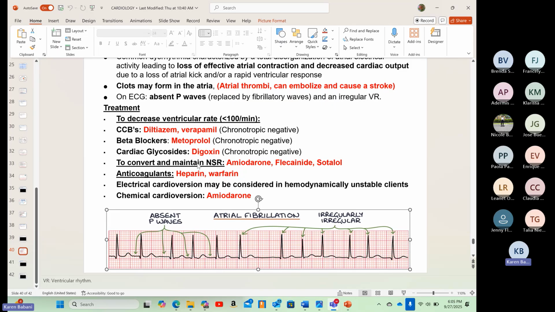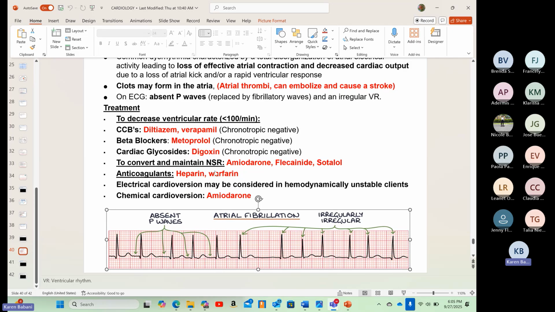So to decrease the ventricular rate, you can give calcium channel blockers, you can give your beta blockers, and as we talked about at the beginning, you will give your glycoside or your digoxin. Remember, one thing that all these medications have in common is that they're all negative chronotropes. Obviously, if I want to decrease the rate, we need to give a medication that slows down how fast this heart is beating.